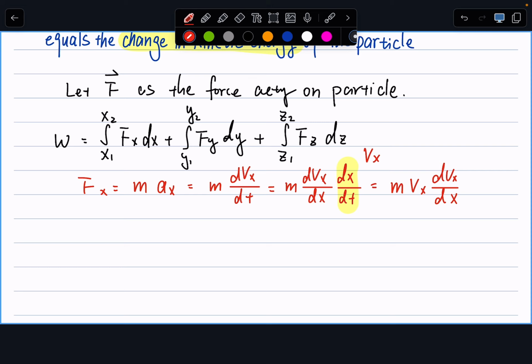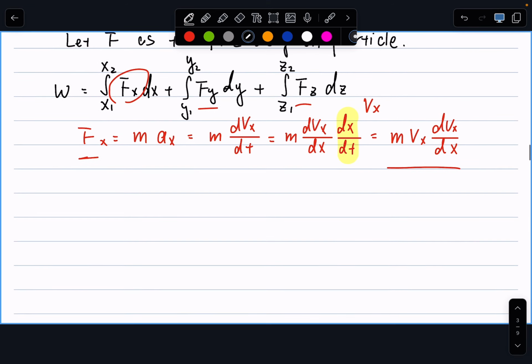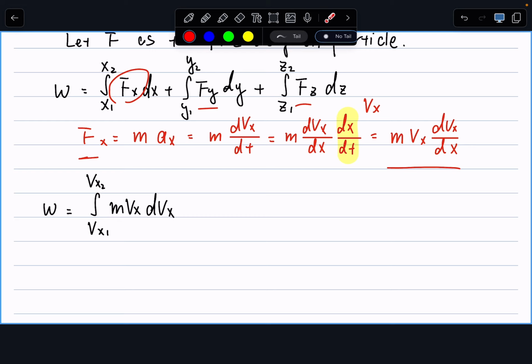Right, so plug this one back, because fx is here, or like fy and fz. We can go back and rewrite our work. Equals to the velocity, Vx1, Vx2, m, Vx. Now this one is dx, so we can have mvx dvx. The interval is supposed to be x1 and x instead of dx1? This one is actually Vx1, Vx2.